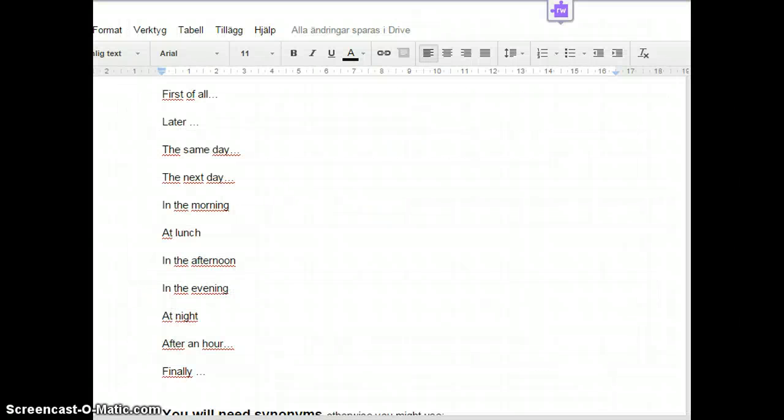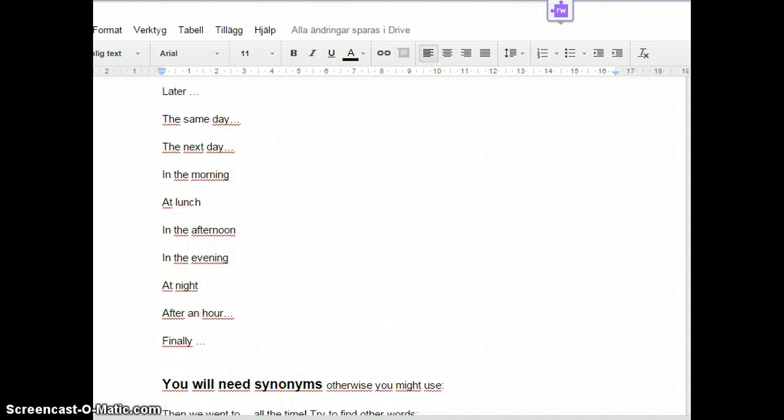As you can see, I have listed a few words here so that you can vary your text. Otherwise, it's very easy that you use the same words all the time, like then we went to, then we went to, then we did. So I have given you some examples here to help you. Like first of all, later, the same day, the next day, in the morning, and so on. Those are words that you can use to vary your language.